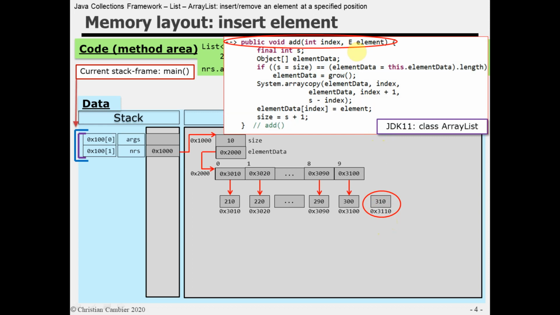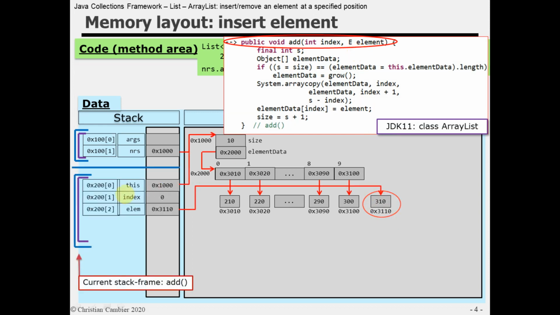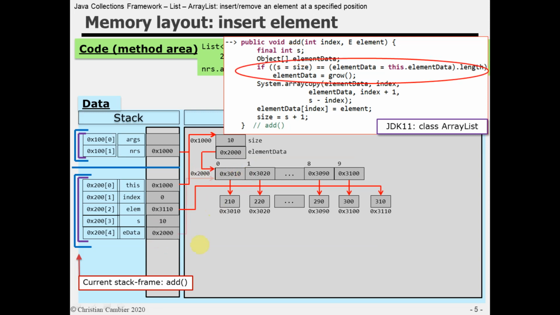Let's set up the stack frame. So we have a this pointer referring to our ArrayList object because we're calling an instance method. Then the 2 parameters: index is 0, and the element we want to add is a reference to the integer wrapper object. Then 2 more local variables, s and element data, which are initialized in the if statement. s receives the value of size, which is 10, and element data receives this dot element data, so the value 2000. So element data will refer to the internal array as well.